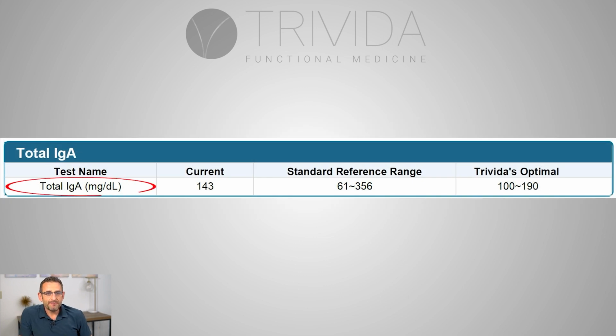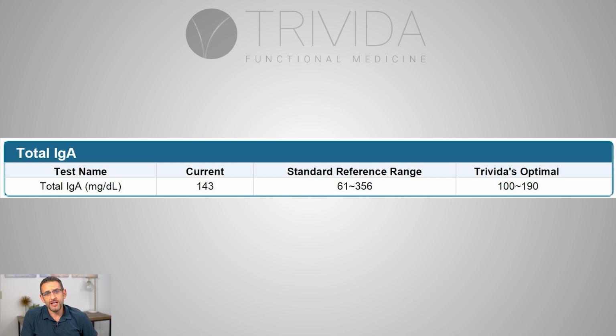Total IgA. Total IgA is an antibody. Antibodies fight antigens. So antibodies are kind of the good guy, the soldier, the fighter of your immune system. And antigens are the bad guy: virus, bacteria, parasite, something that shouldn't be there. So IgA is an antibody of the gut, of the gastrointestinal system. In a perfect world, I'd like to see this number between 100 and 190.